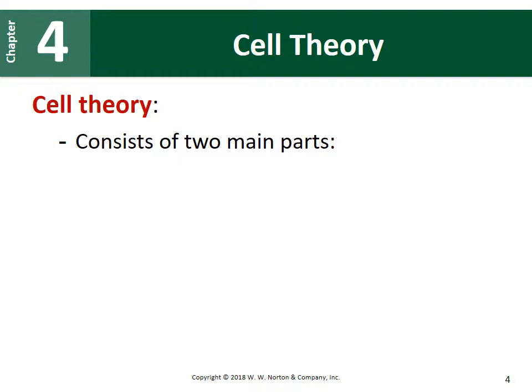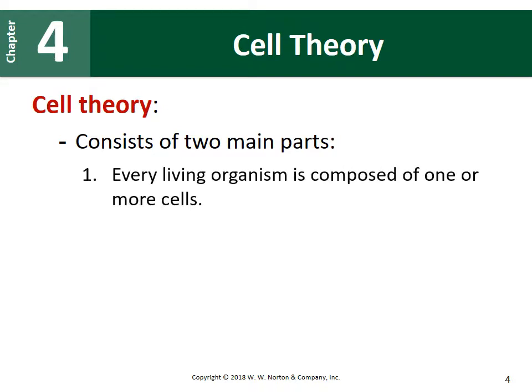All of these cells that we're going to be looking at, they fall into a theory called the cell theory. This cell theory consists of two main parts. The first part states that every living organism is composed of one or more cells. This means that we can have organisms that are unicellular or single-celled, such as bacteria. We can also have organisms that are multicellular, or they have multiple cells in them, such as you. So you have approximately 10 trillion cells in your body. And some people even estimate that it is 100 trillion cells in our body.